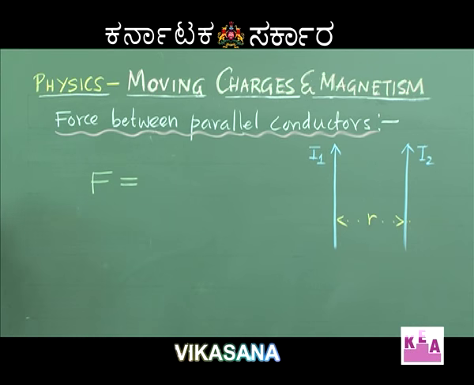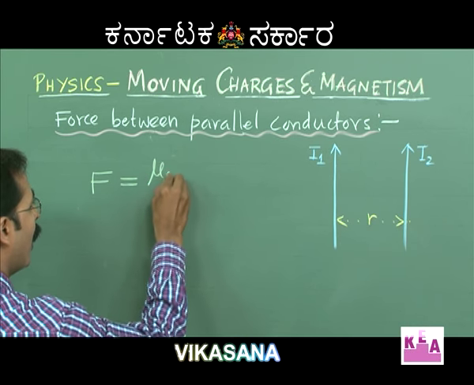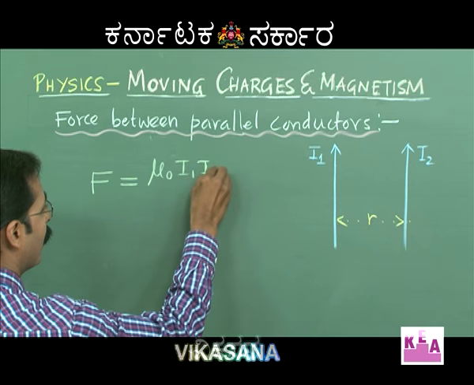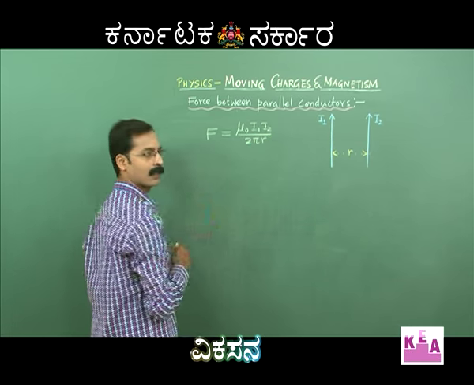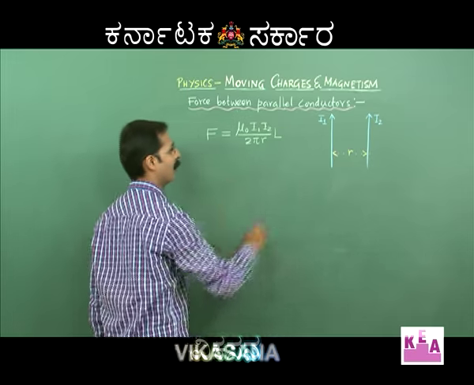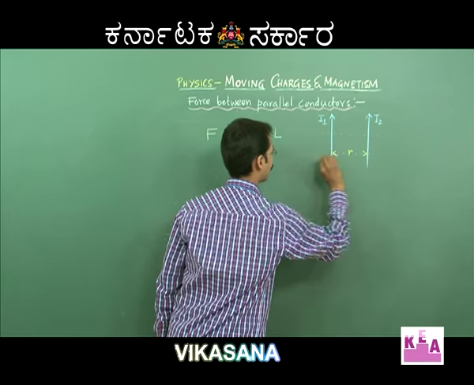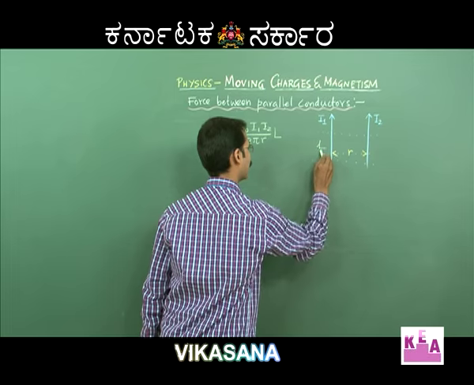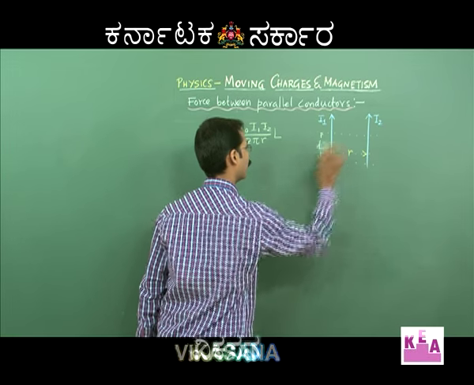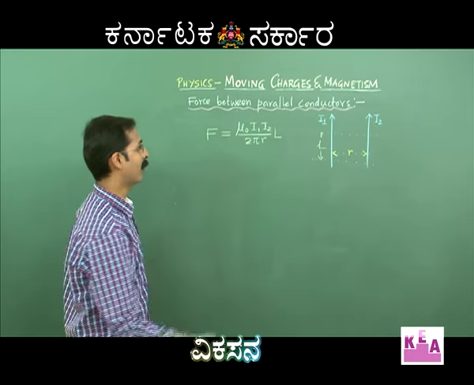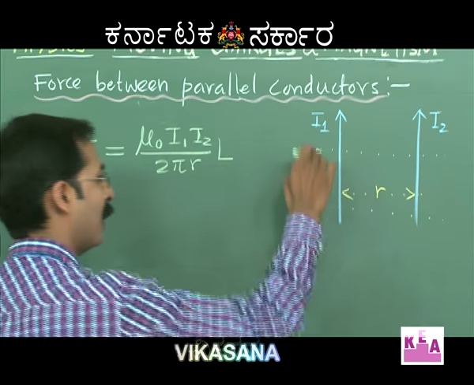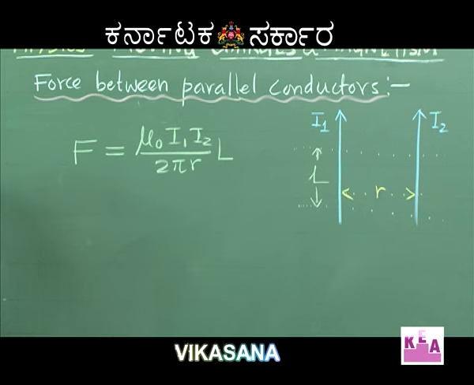The force between them turns out to be mu naught I1 I2 divided by 2 pi R into L, where L is the length I consider. Suppose L is the length I consider, this is the length. As they are infinitely long, I cannot consider the complete wires. I consider a part of it, I consider L part of it, that is the force.